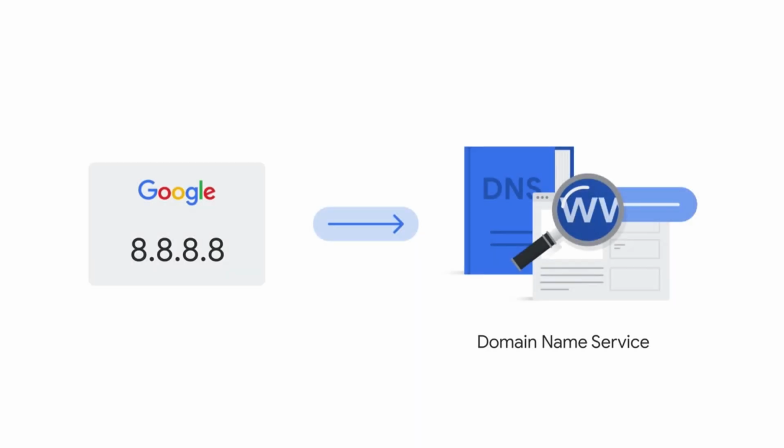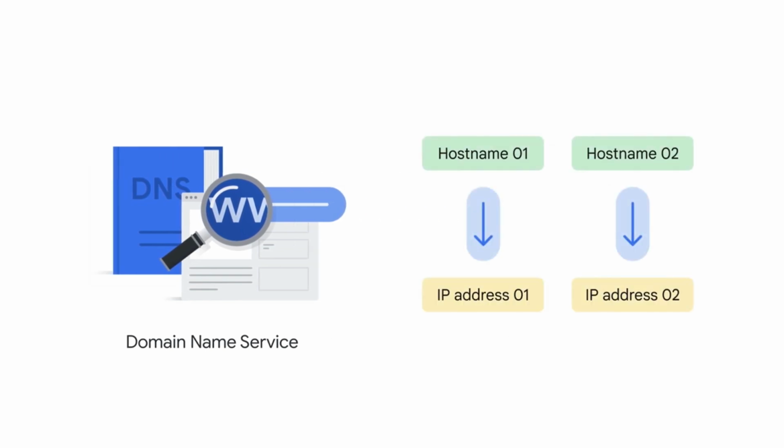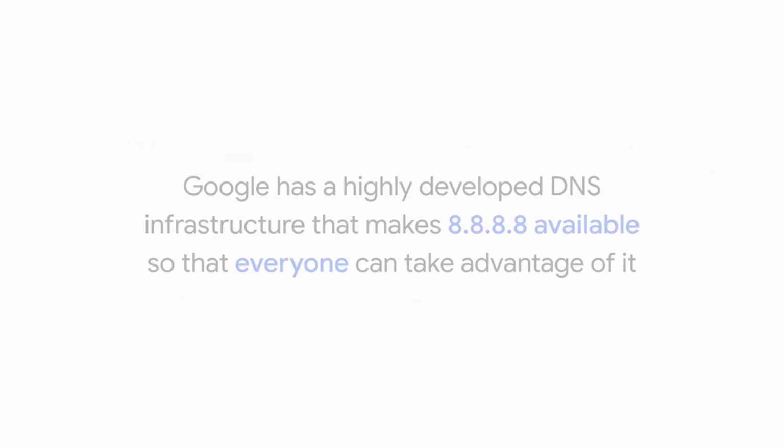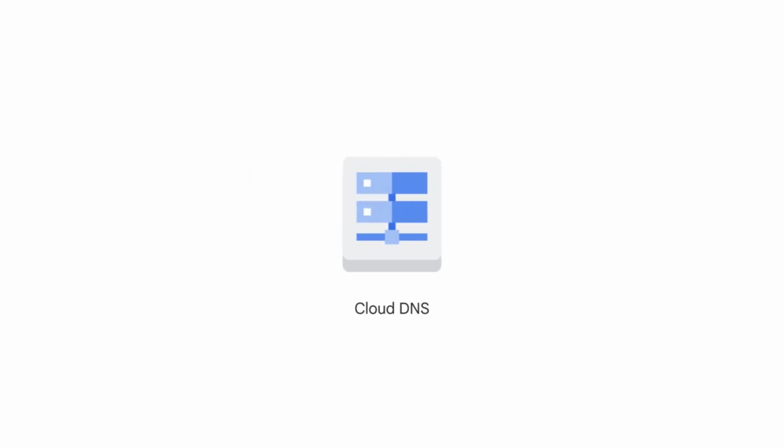One of the most famous free Google services is 8.8.8.8, which provides a public domain name service to the world. DNS is what translates Internet host names to addresses, and as you might imagine, Google has a highly developed DNS infrastructure. It makes 8.8.8.8 available so that everyone can take advantage of it. But what about the Internet host names and addresses of applications built in Google Cloud? Google Cloud offers Cloud DNS to help the world find them.